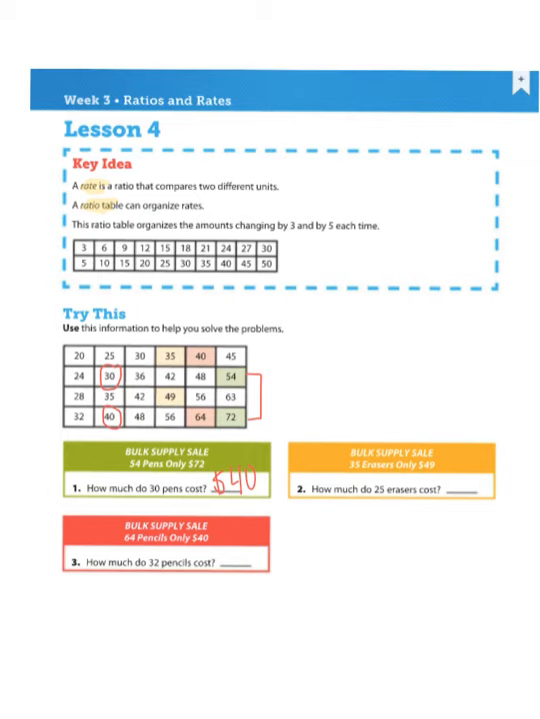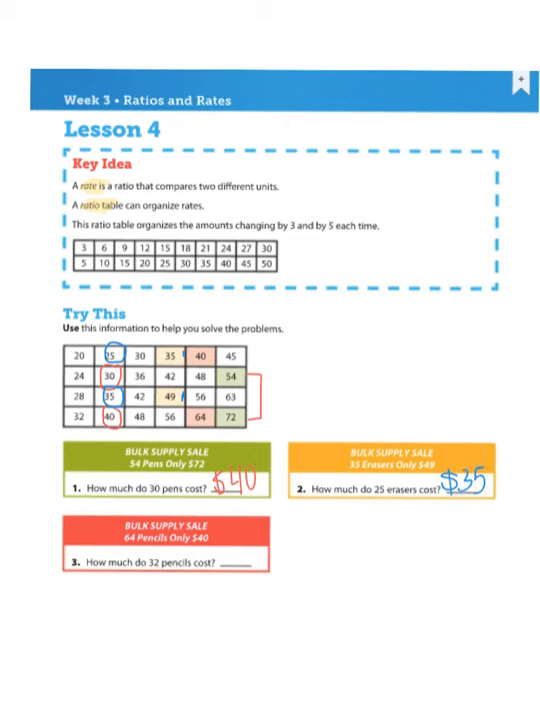Now we're going to take a look at the orange table. It says 35 erasers for only $49. So I have 35 erasers for $49. And again, you see they skipped 1, and we're going to follow the same pattern. So number 2 says, how much do 25 erasers cost? So I'm going to find 25 on my table. We're going to follow the same pattern. So there's 25. I'm going to skip 1, and I would land on 35. So 25 erasers cost $35.